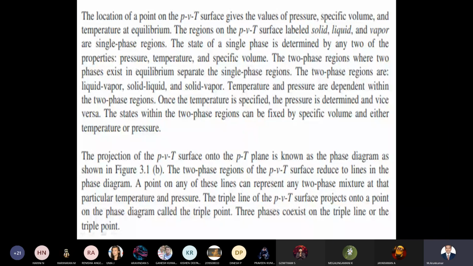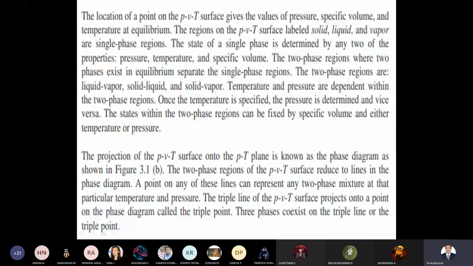Then the two phase regions, where two phases exist in equilibrium, separate the single phase regions. So we can also get the two phase region between single phase regions. The two phase regions are the liquid-vapor region, the solid-liquid region, and the solid-vapor region that you know. The temperature and pressure are dependent within the two phase regions. Once the temperature is specified, the pressure is determined and vice versa. Then the states within two phase regions can be fixed by specific volume and either temperature or pressure.